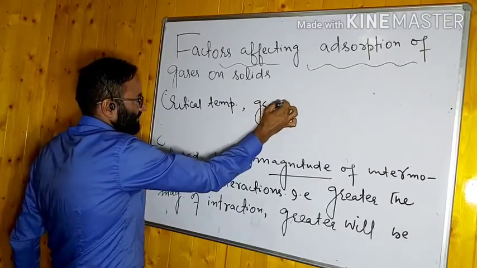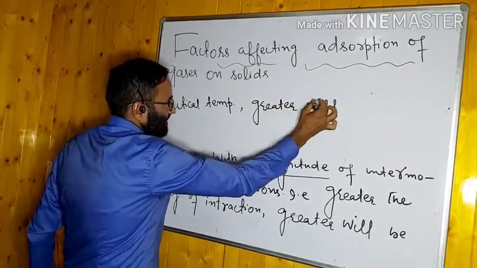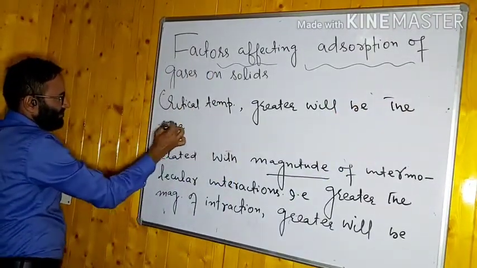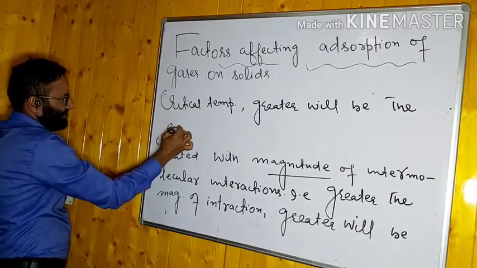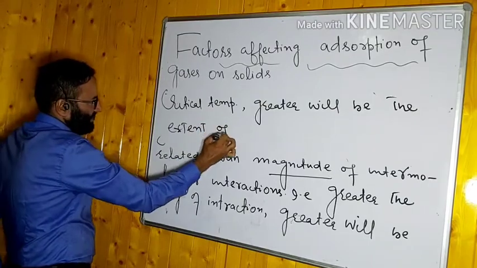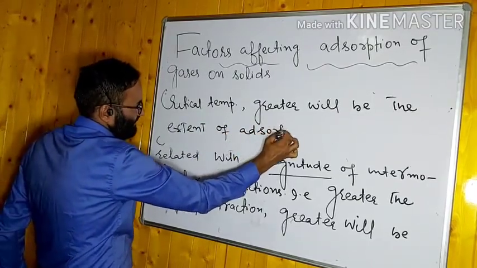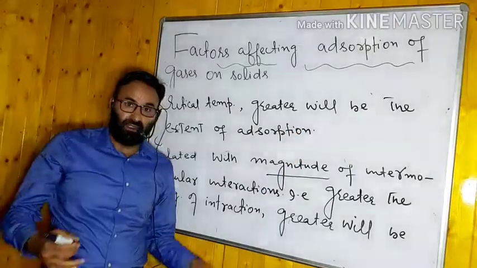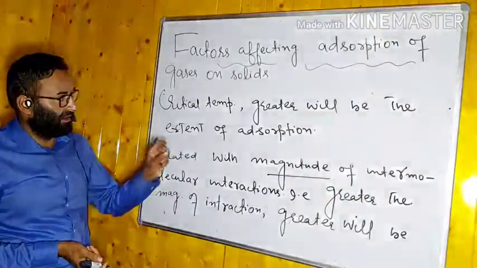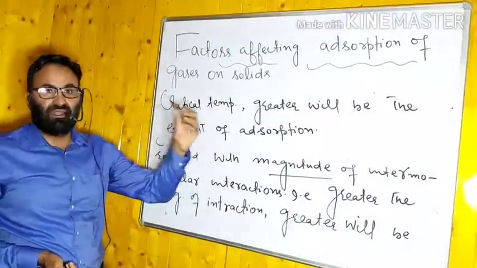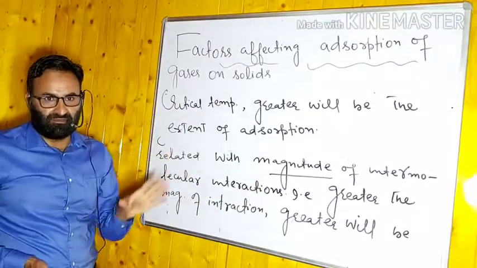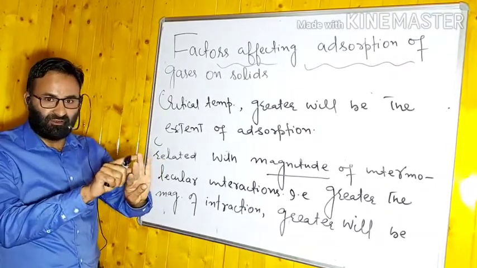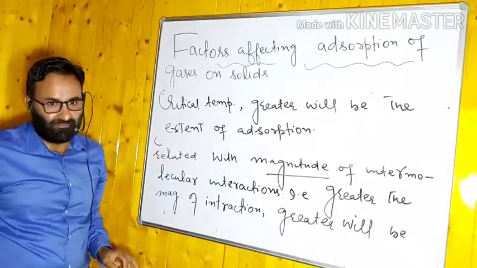Greater will be the rate of liquefaction, greater will be the extent of adsorption. It means that in this case the extent of adsorption can be related with the liquefaction, it can be related with the critical temperature, the gas should be easily liquefiable. There are four factors: magnitude of interaction greater, critical temperature high, liquefaction rate high, and extent of adsorption will be high. This is the second factor.